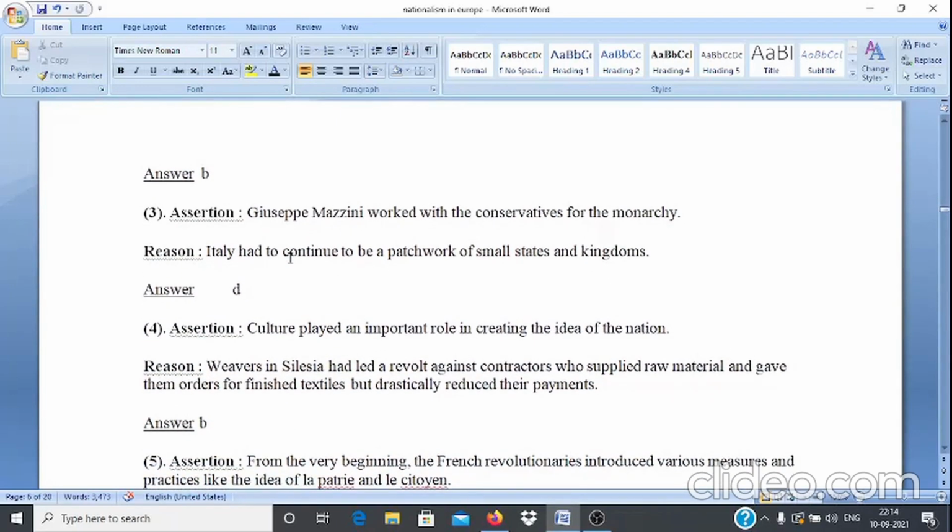Question number 3. Assertion. Giuseppe Mazzini worked with the conservatives for the monarchy. Reason: Italy had to continue to be patchwork of small states and kingdoms. Here answer is option D. That is neither assertion nor reason is true. That means both are false.